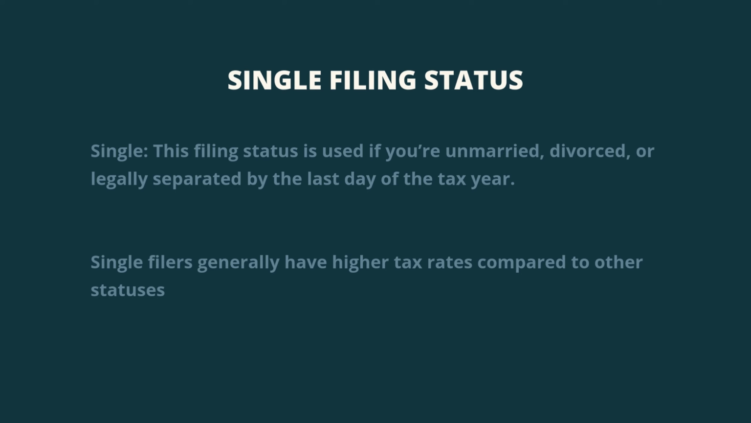Next, we have single. This is for clients who are unmarried, divorced, or legally separated by the last day of the tax year. It's the most straightforward status, but it generally comes with higher tax rates compared to other statuses like married filing jointly or head of household. While this status is simple, it's important to know that if your client's situation changes, like getting married, they may be able to switch to a more beneficial filing status, which could save them money in the future.